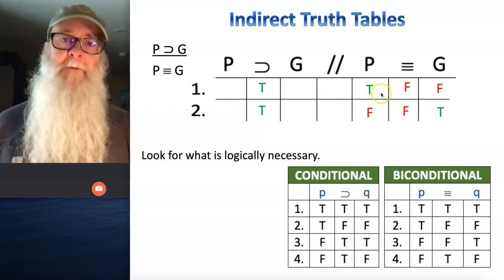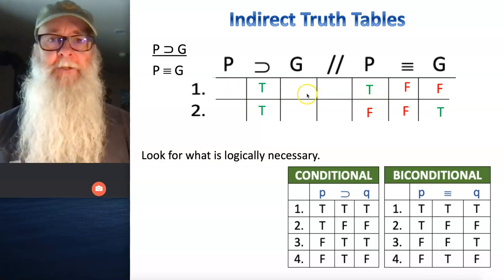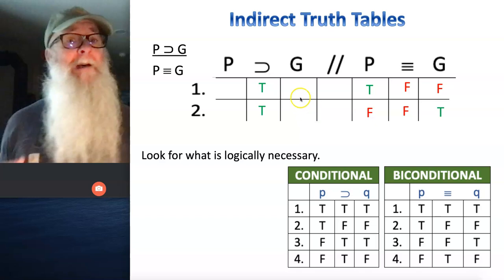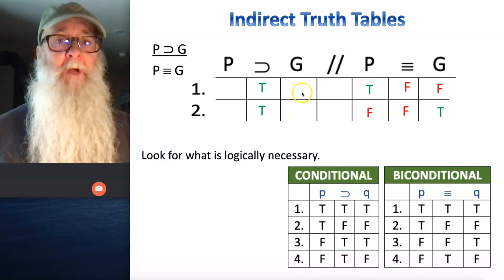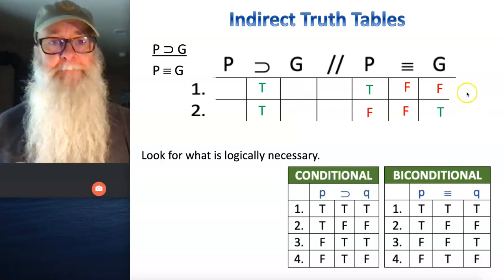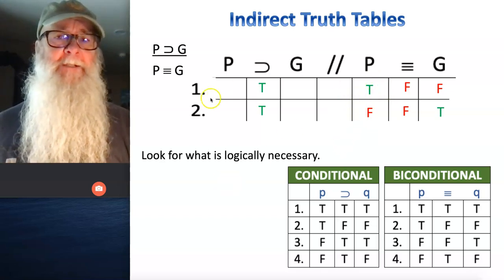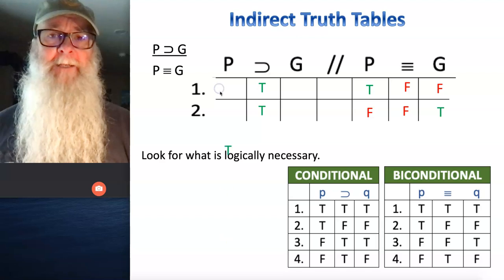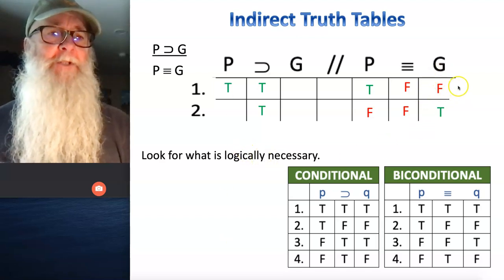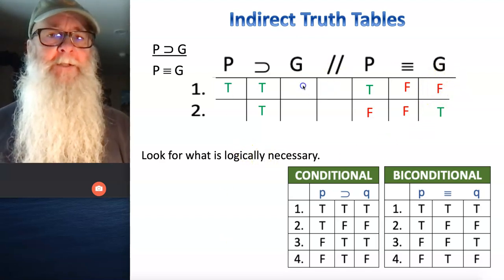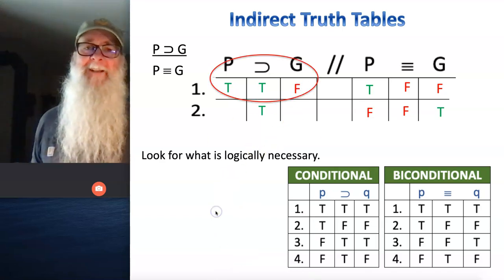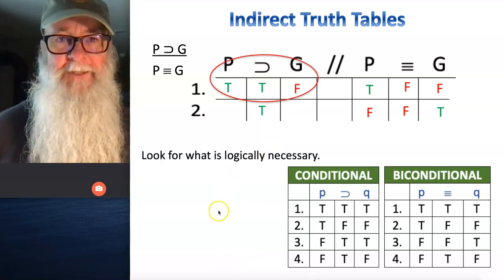So I'm going to start with line 1. If I can successfully deduce all the truth values, I'm not even going to bother with line 2. But if I run into a contradiction on line 1, then I'm going to move on to line 2. All right, so on line 1, we're assuming P is true in the conclusion, so it's got to be true up here in the premise, and we're assuming that G is false in the conclusion, so G would also have to be false there, and we've run into a contradiction, okay?